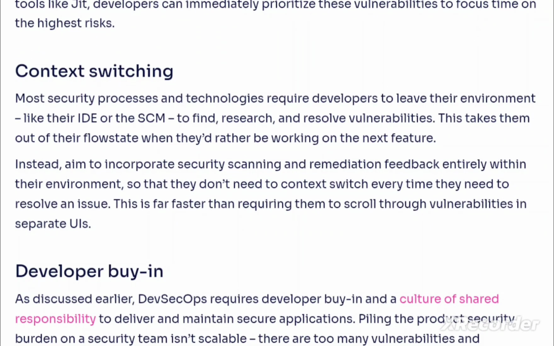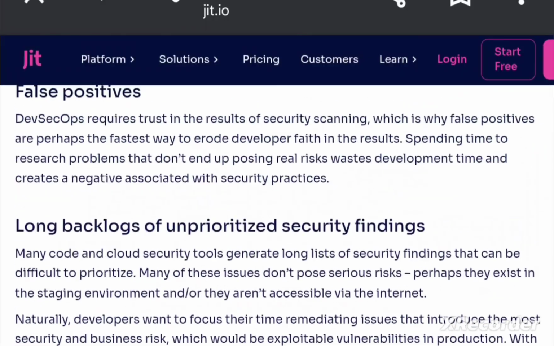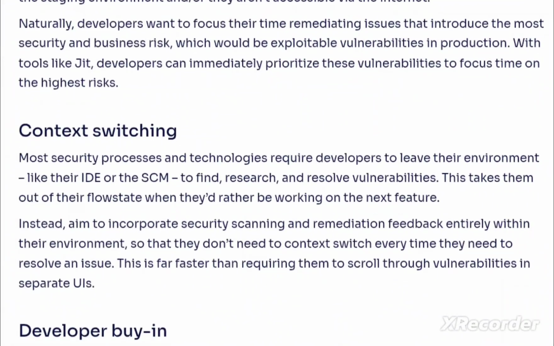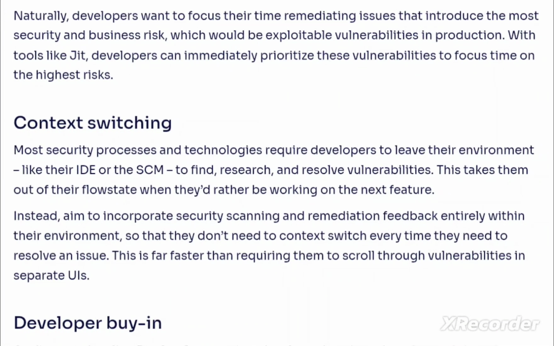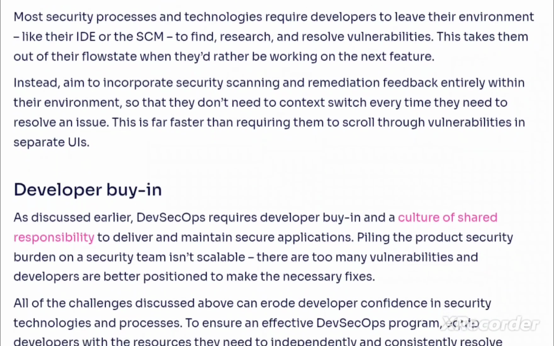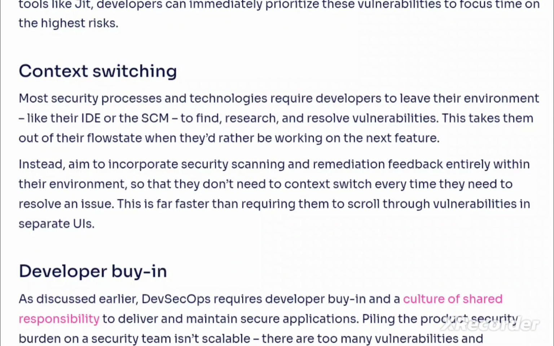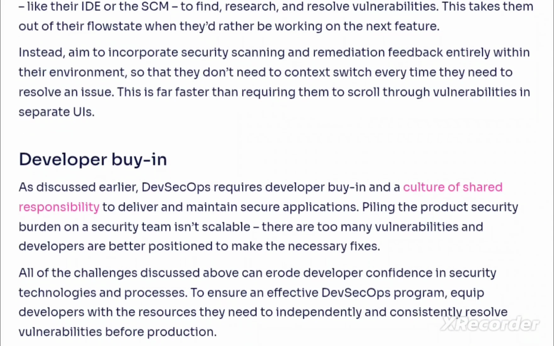And context switching is also one of the major challenges as a DevSecOps engineer. Most security processes and technologies require developers to leave their environments, like their IDE or the SCM, source code management, to research and resolve the vulnerabilities. This takes them out of their workflow, and they would rather be working on the next feature. Ideally, DevSecOps should sit in their development environment or Git, whatever it may be, so they are not pulled away from working on upcoming features or new innovation. That is one disadvantage we can say.